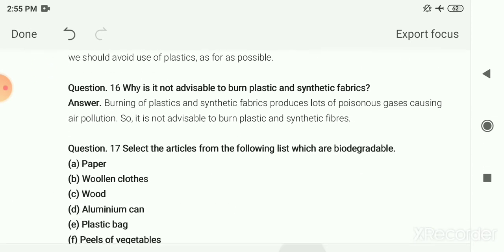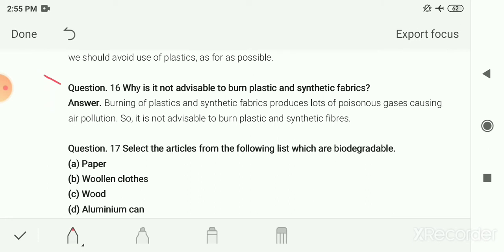Next, 16 number. Why is it not advisable to burn plastic and synthetic fabrics? The burning of plastic and synthetic fabrics produces lots of poisonous gases, and as a result it causes air pollution. So it is not advisable to burn plastic and synthetic fibers. If you burn plastic or synthetic fibers, it will produce a lot of poisonous gases, which will cause air pollution. That's why it is not advisable to burn plastic or synthetic fibers.